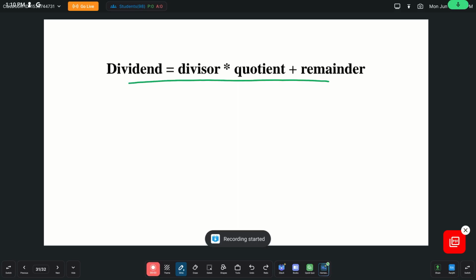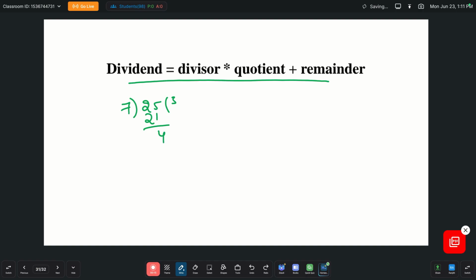Dividend equals divisor into quotient plus remainder. When we divide 25 by 7, it goes 3 times. 7 3s are 21, so the remainder will be equal to 4. 25 can be written as 7 into 3 plus 4. So 25 is the dividend, 7 is the divisor, 3 is the quotient, and 4 is the remainder.